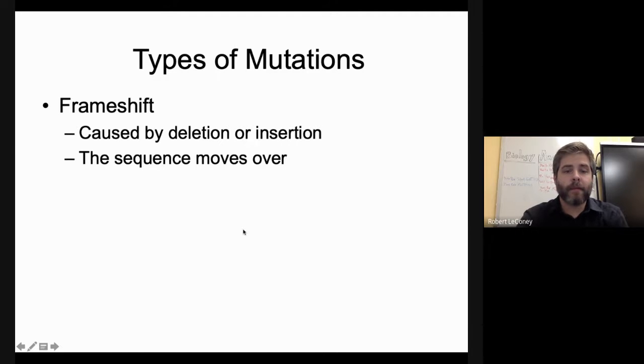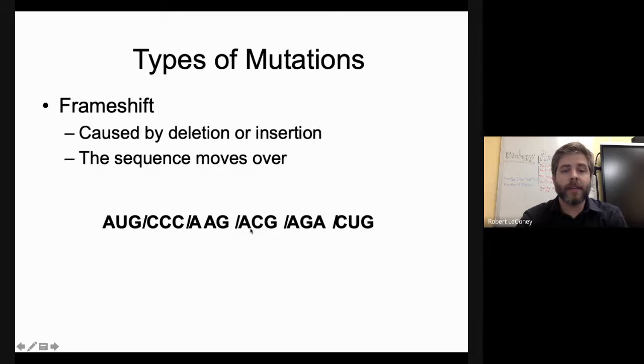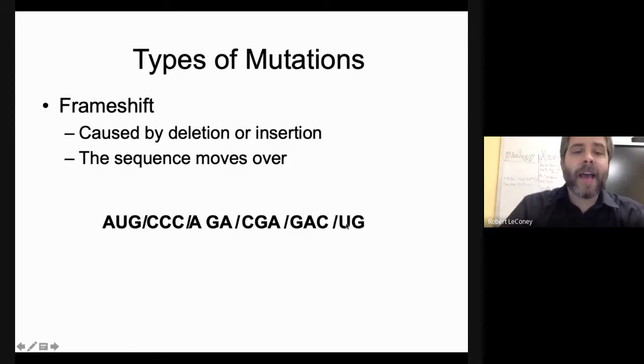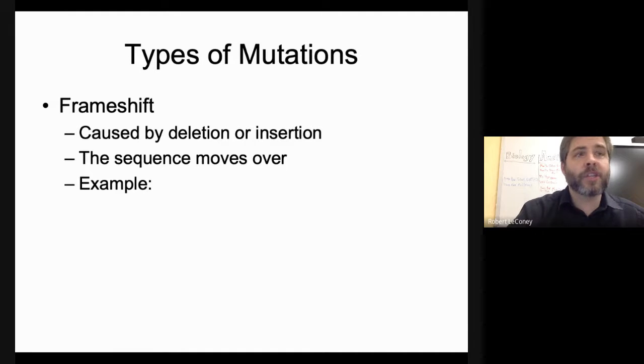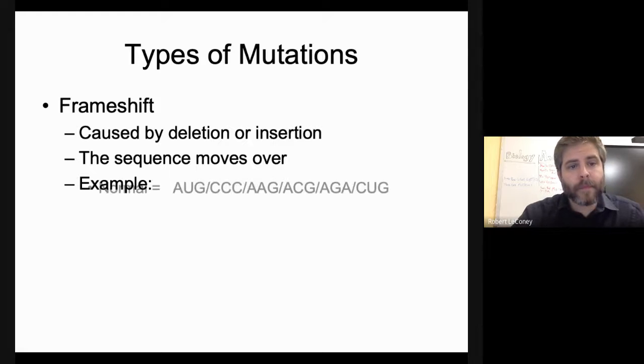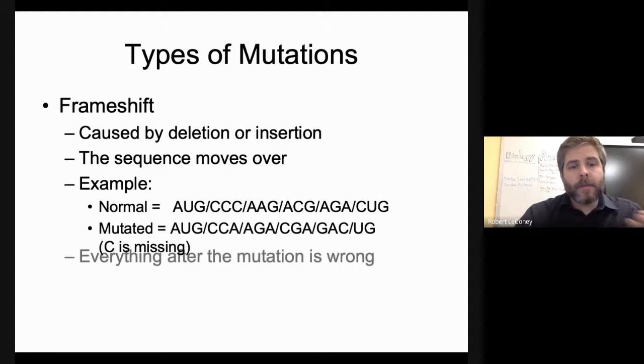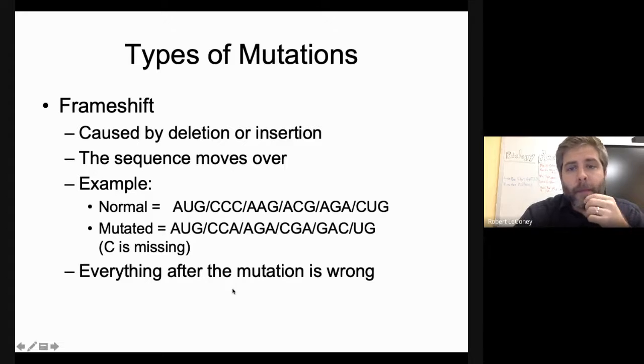So instead of AAG, ACG, we get AGA, CGA. Instead of AGA, we got GAC. Instead of CUG, we got nothing because a codon needs 3. So this isn't even anything. Everything afterwards gets messed up. That's a frame shift. Same thing with an insertion, everything shifts the other way. So this is just everything I just said in a different slide. Frame shift. Everything after the mutation is wrong.